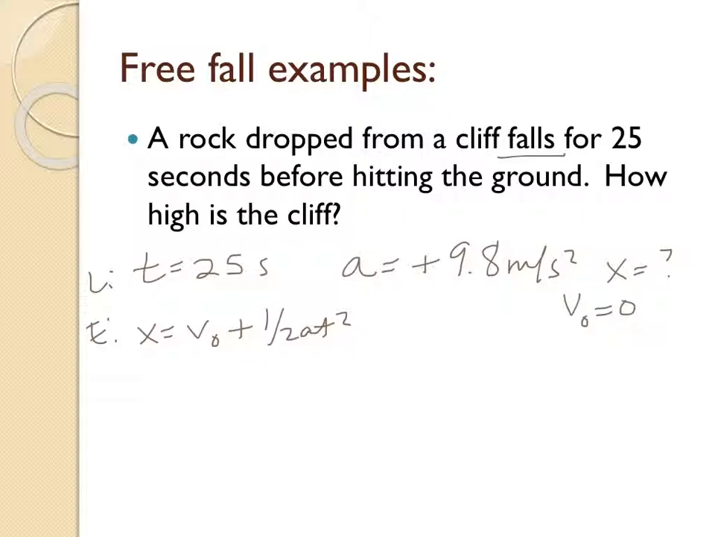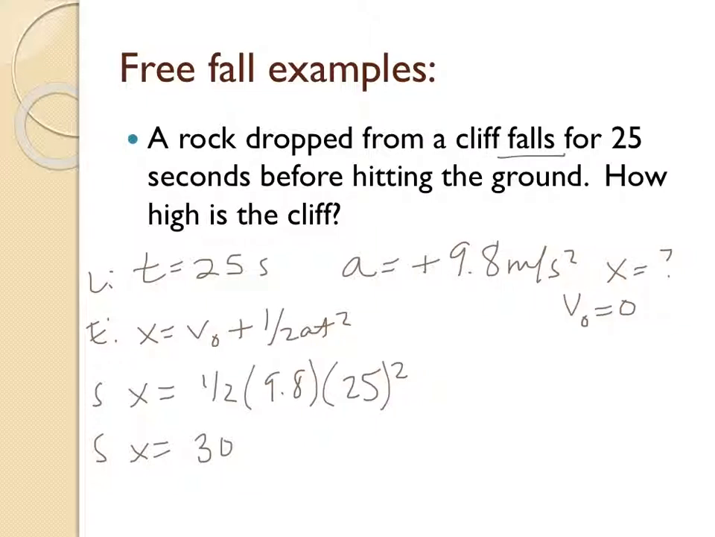Okay? So if we substitute what we know, we're going to have x equals 1/2 times 9.8 times 25 squared. All right, so if we plug that in, 4.9 times 25 squared, that would have been a probably unrealistically tall cliff, but it's 3,062.5 meters high. All right, units were meters.